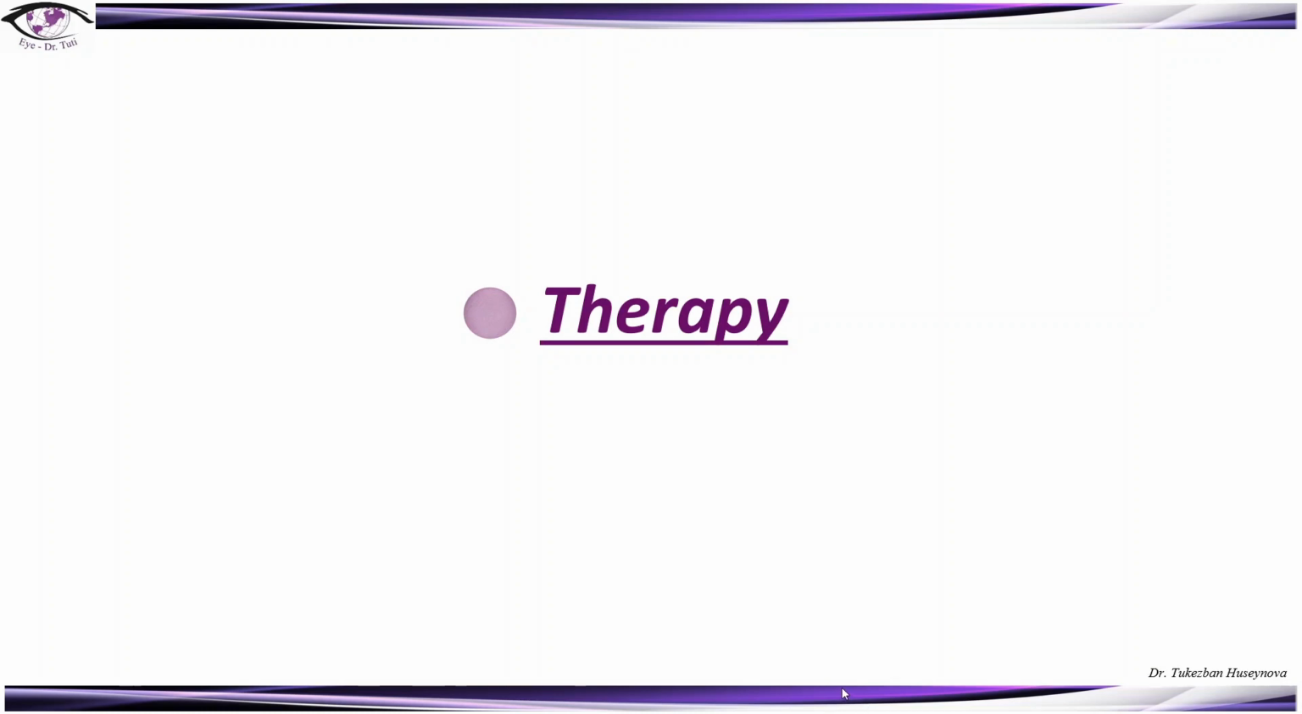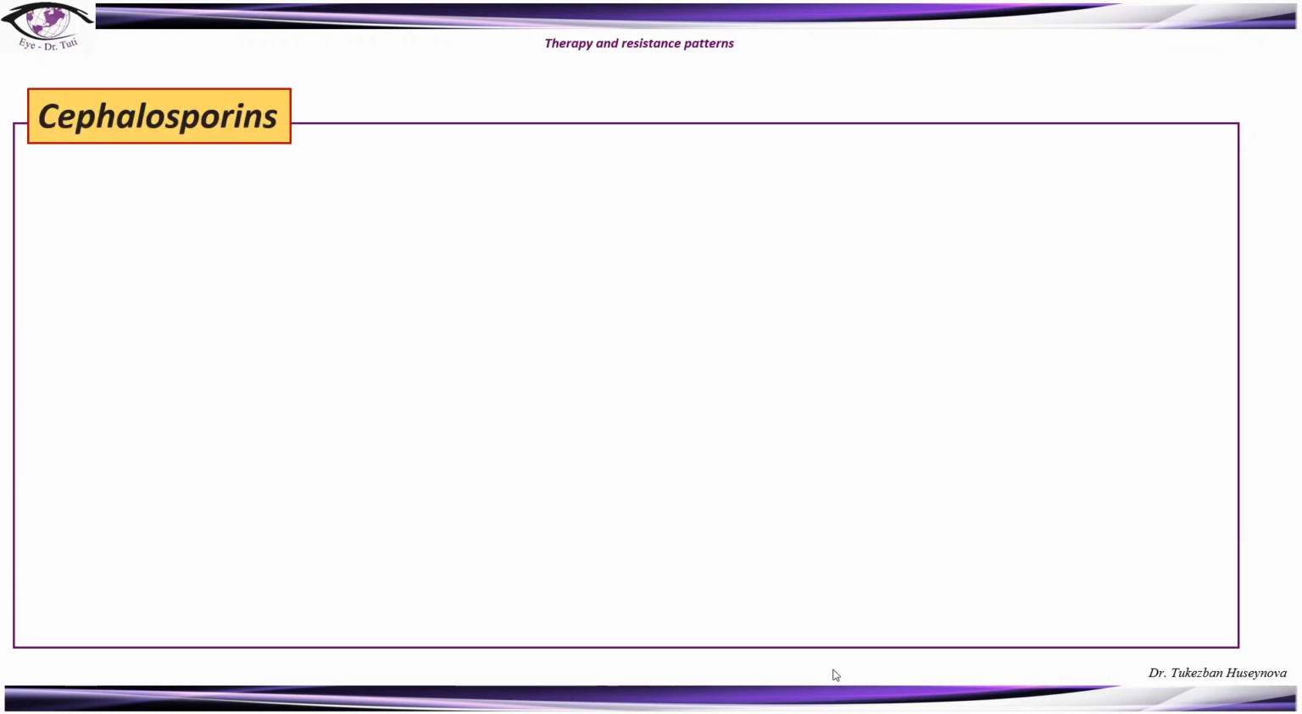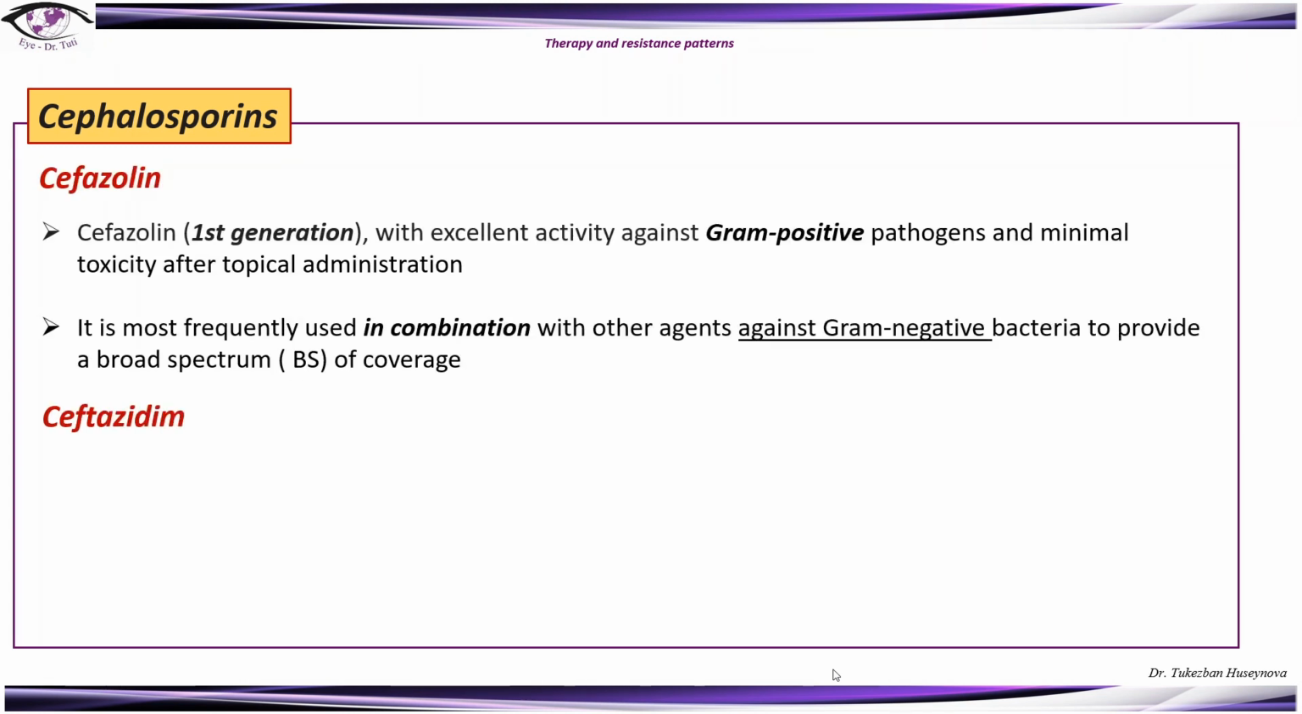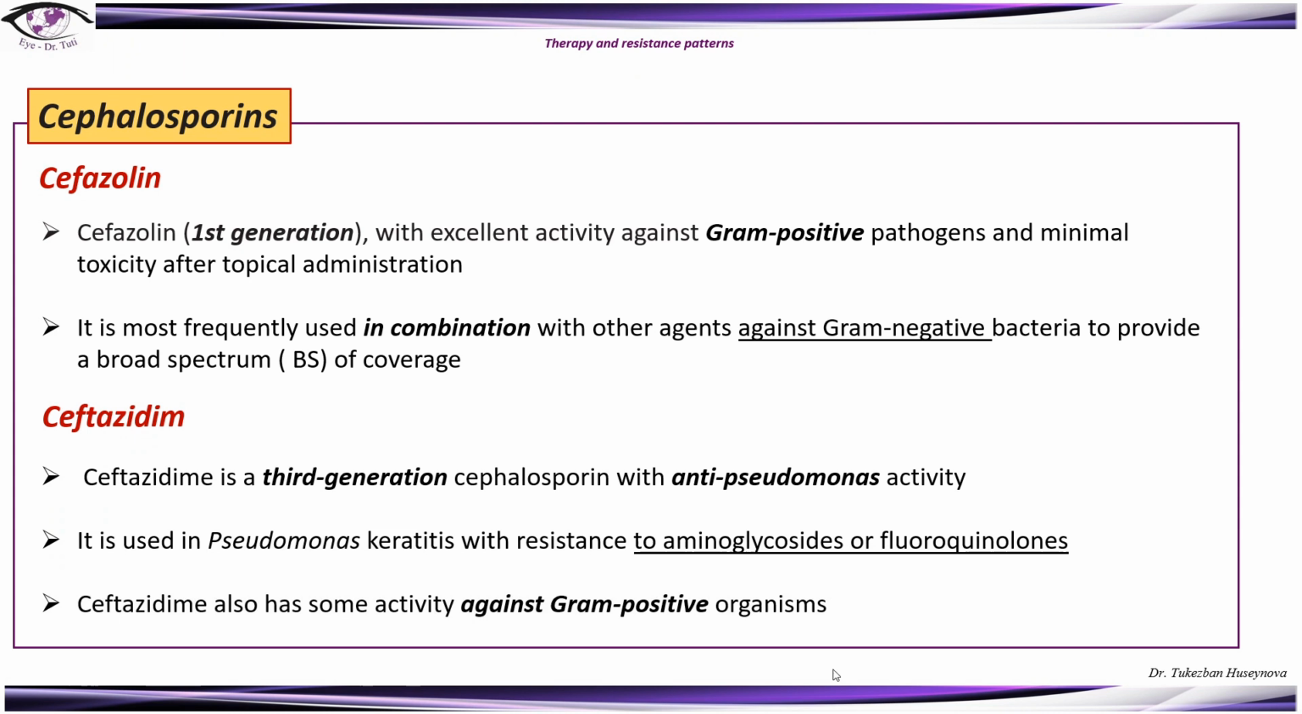Therapy. As I already said from the beginning of this presentation, the mainstay of therapy for bacterial keratitis is antibiotics. So let's start with cephalosporins: cefazolin and ceftazidime. Cefazolin is a first generation cephalosporin and has excellent activity against gram-positive pathogens and minimal toxicity. Mostly, cefazolin can be combined with other agents against gram-negative bacteria in order to provide a broad spectrum of coverage. The next one is ceftazidime. This is a third generation cephalosporin with anti-pseudomonas activity and can also be used in combination with aminoglycosides or fluoroquinolones.